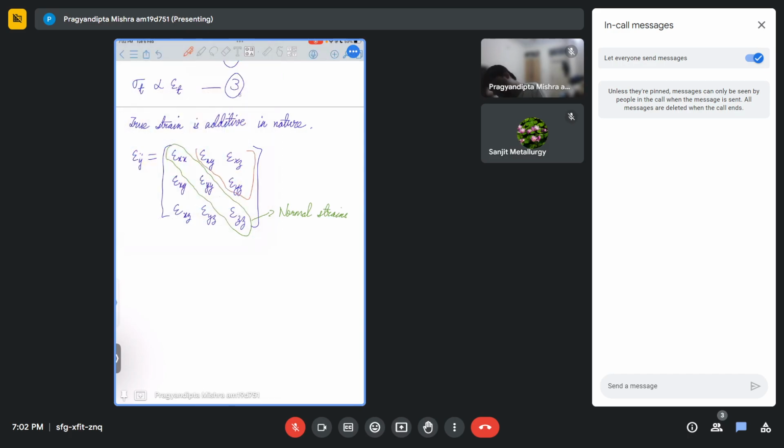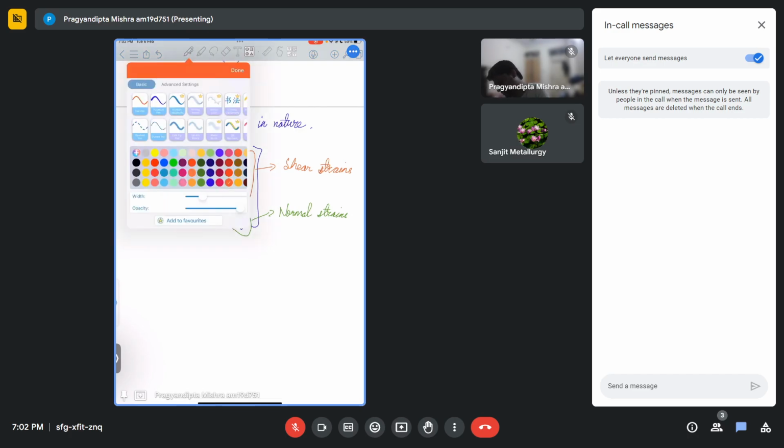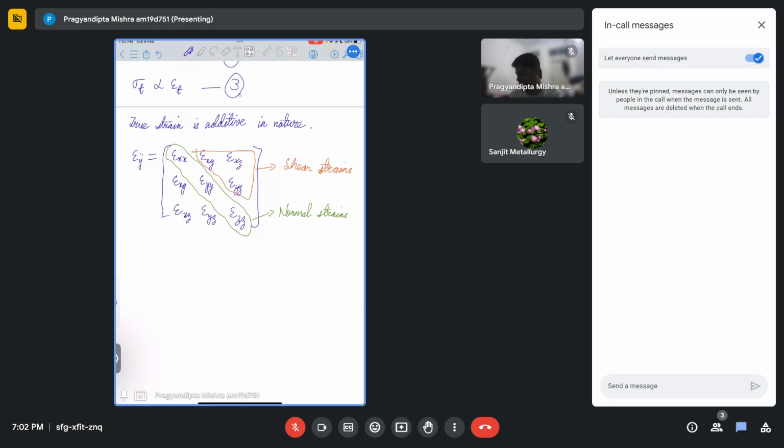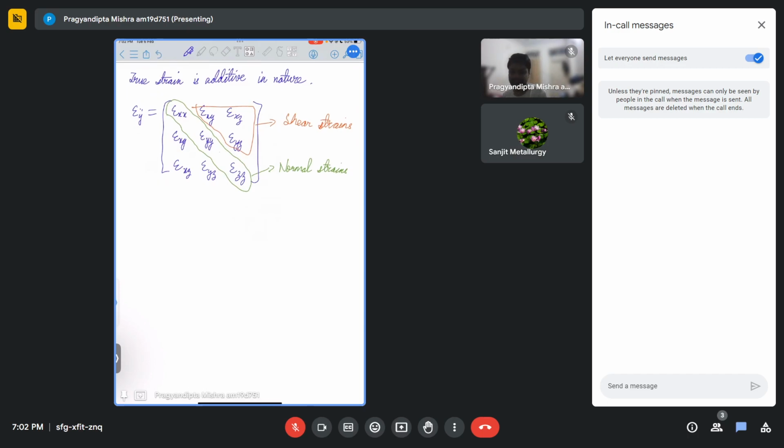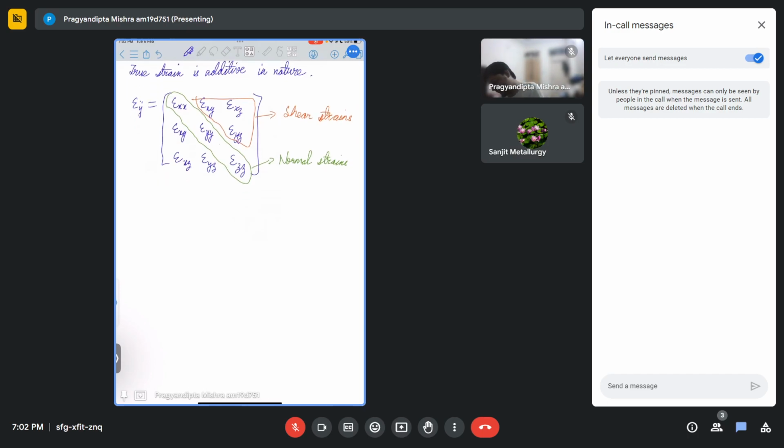These are your shear strains, right? And just like stress, strain is also symmetric. So the values above the diagonals will be exactly equal to the values of the strains below the diagonals. So there are only 6 independent strain components.